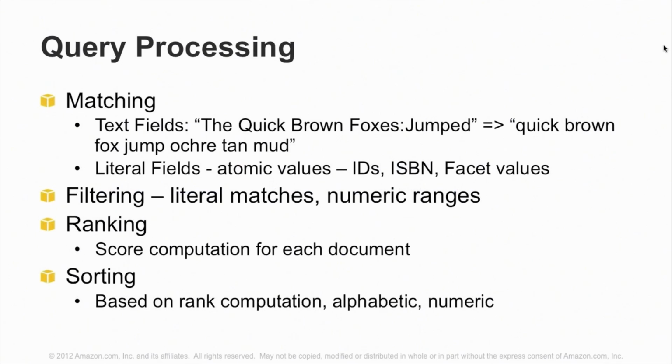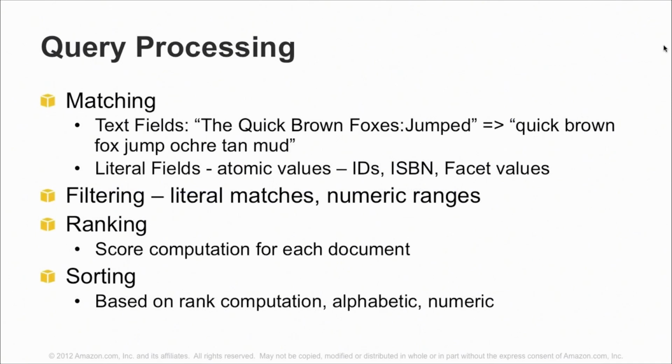Okay. This is all applied to text type fields in CloudSearch. In addition, we have literal fields. These are atomic values. Text for these fields must be matched directly. Examples of these are IDs, user IDs, ISBNs, and facet values. Within filtering, we generally look at literal matching and numeric ranges. Again, filters are applied to reduce the match set.